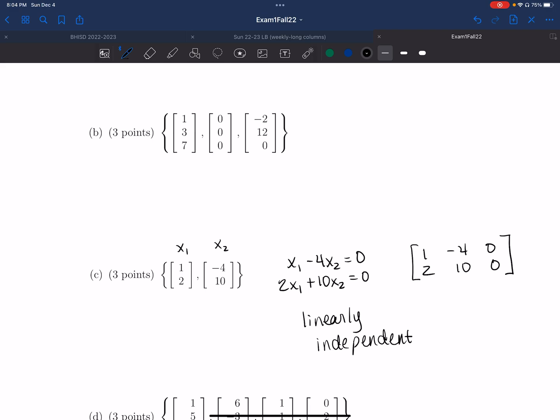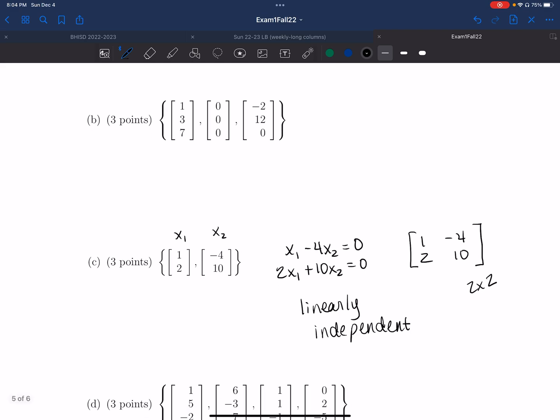Now, usually when we write it as the matrix, we don't put the zeros on there, okay? We have 1, 2, negative 4, 10, okay? Or 1, negative 4, 2, 10. Because, and this is what? This is a square matrix. It's a 2 by 2. So that's a key right there.